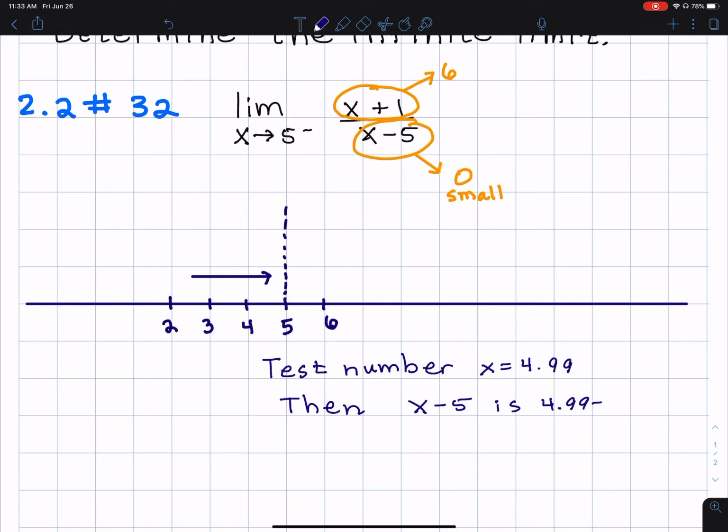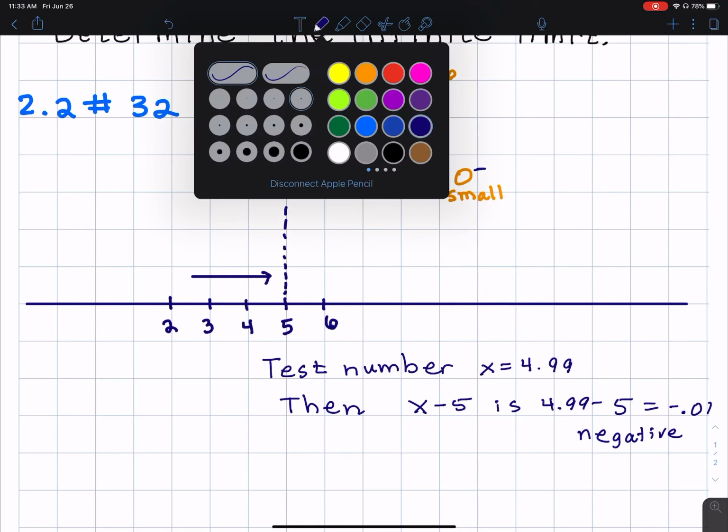and it's going to be small. I'm not using a calculator here, but that is negative. That's negative, and that's what I really want to find out: what happens to x minus 5 as x approaches 5 from the left. I know it's small, it's close to 0, but what I want to know is, is it positive or negative? So that's now been answered.